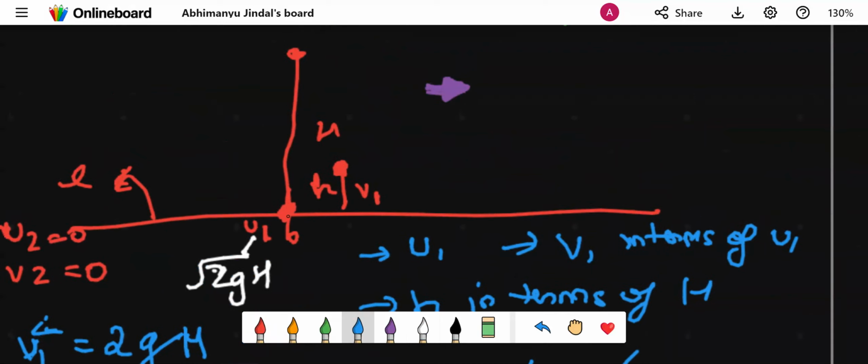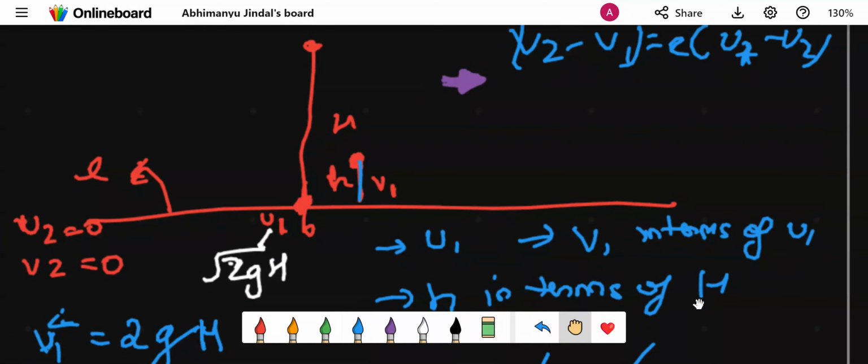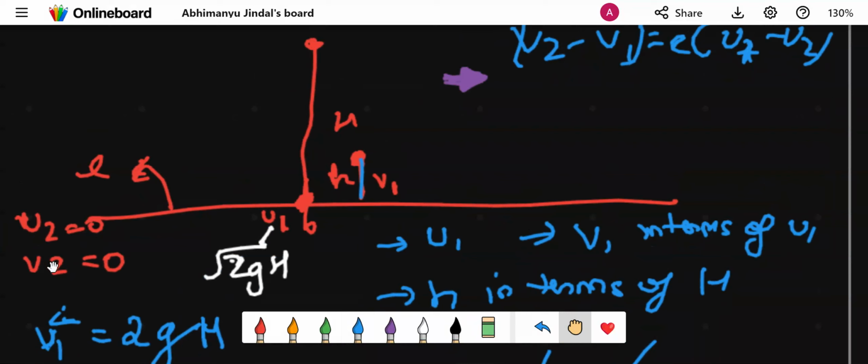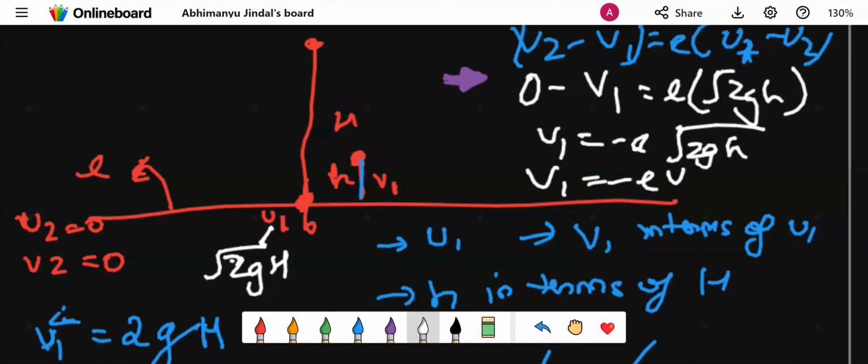Now let's see what is v1 in terms of u1. Remember what I told you, that we can use the equation v2 minus v1 equals e times u1 minus u2. Here, just put in the data. So what is v2 here? v2 is 0. v1 is v1. u1 is root 2gh, minus u2, which is 0. So I can say that v1 equals minus e times root 2gh, which is v1 equals minus e times u1.